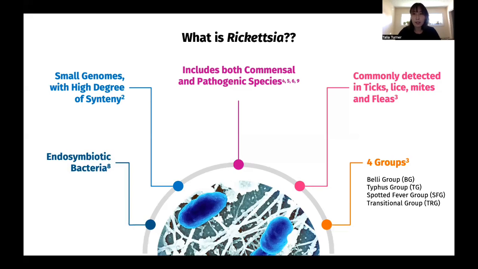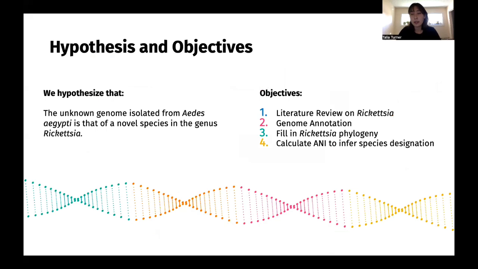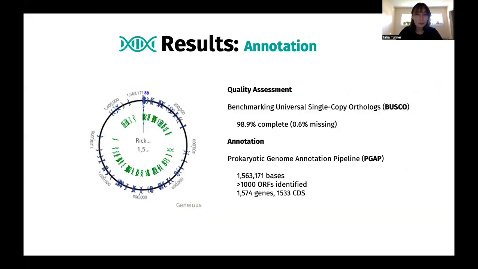So we hypothesized that the sample that we had was indeed a novel species of Rickettsia that we isolated from Aedes aegypti. And our objectives over the summer were to first conduct a literature review on Rickettsia, and then annotate our genome, and then use this annotated genome to fill in the rickettsial phylogeny, and then finally to infer a species designation using average nucleotide identity.